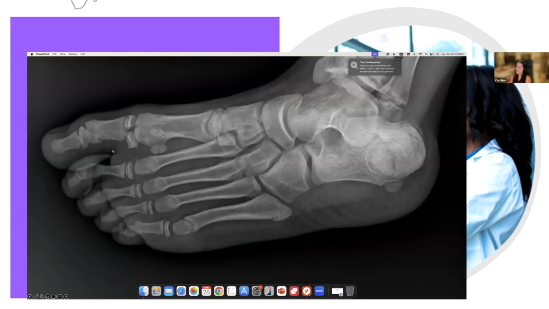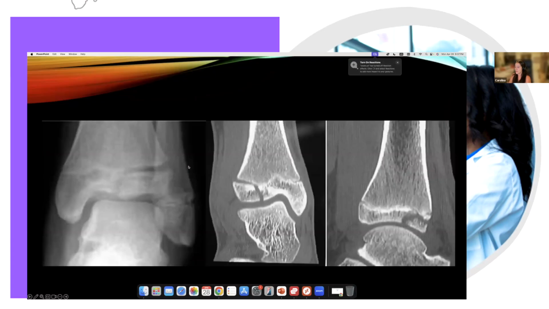Now, in this case, we have a fracture of the proximal phalanx of the first toe. And in this case, we have still a Salter-Harris type 2, that it goes through the growth plate and exits through the metaphysis, but we also have a Salter-Harris type 3, in which it goes through the growth plate and goes to the epiphysis. Here, similarly, we have a fracture that goes through the growth plate and exits the epiphysis.